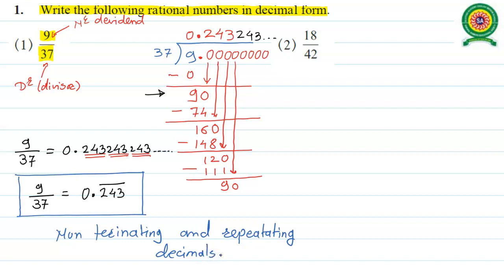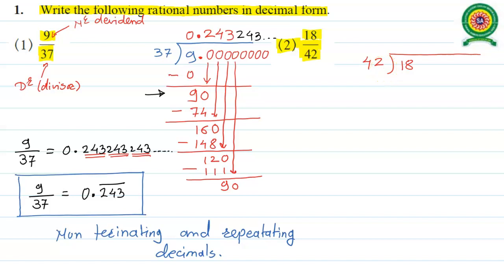Now look at the next sub question. We have the second sub question, 18 divided by 42. So 18 is our dividend and 42 is our divisor. To convert the given rational into decimal form, we do the actual division. We are dividing 18 by 42.